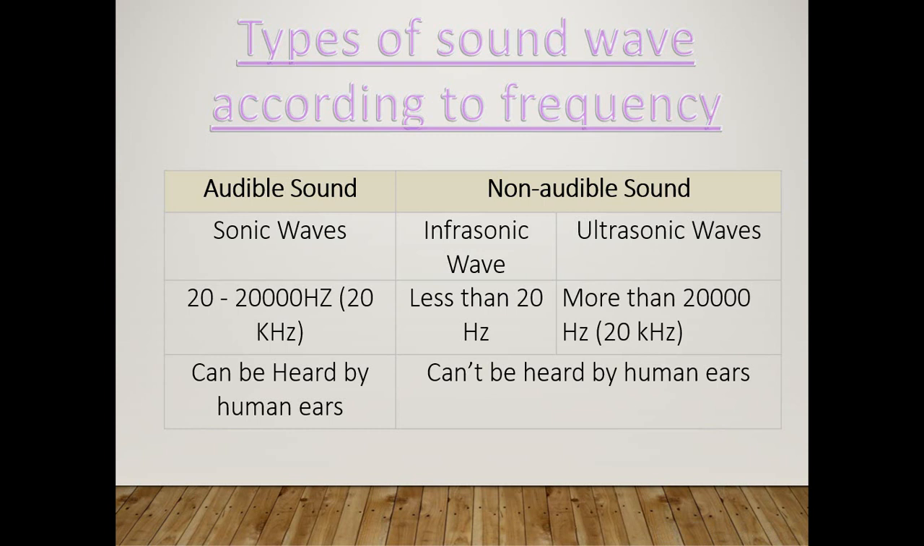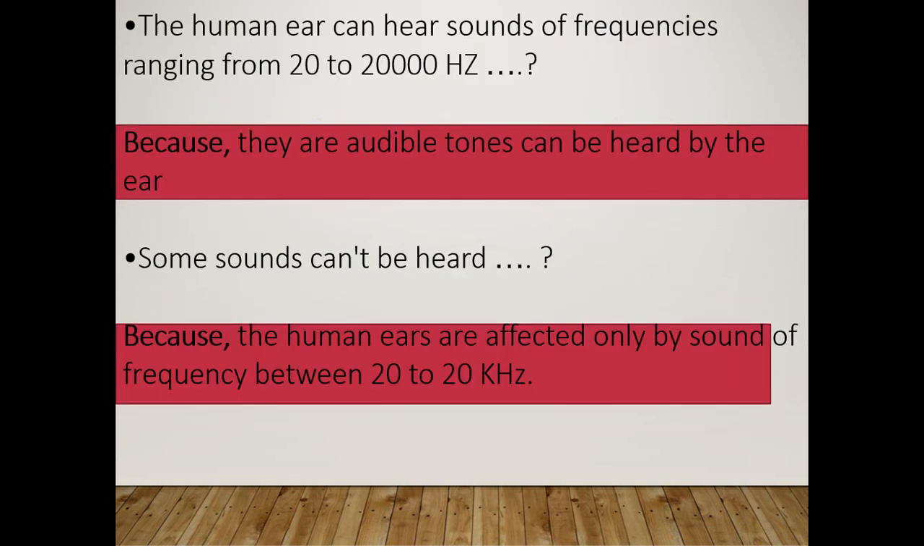I have a question: give a reason. The human ear can hear sounds with frequencies ranging from 20 to 20 kilohertz. Why? Because only audible tones can be heard by the ear. Some sounds can't be heard because the human ear is affected only by sound frequencies from 20 hertz to 20 kilohertz.